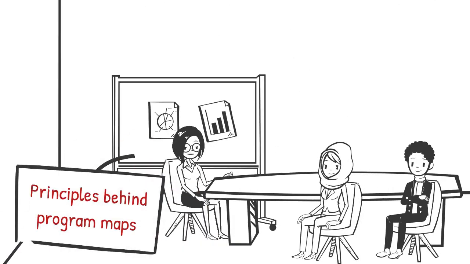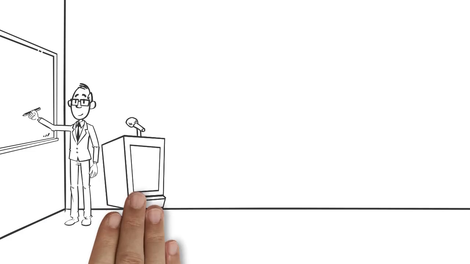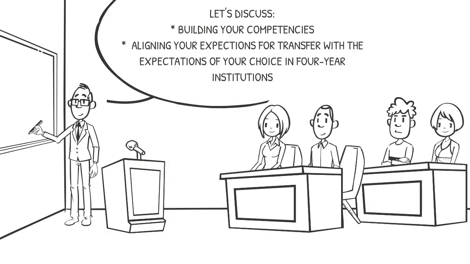Program maps are an idealized semester-to-semester schedule that include a program's required courses, as well as general education courses for degrees that offer a transfer pathway. Although the level of specificity of GE courses is decided by each college locally, some best practices include listing courses that build students' competencies cohesively. Transfer-oriented program maps may list courses that align with transfer institutions' expectations, and they also inform students of the best transfer options for their program.